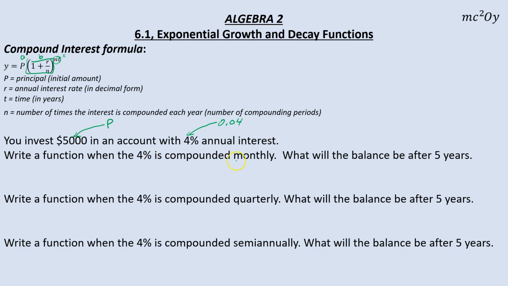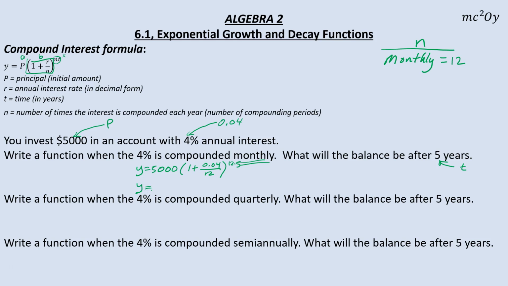Write a function when 4% is compounded monthly. Okay, monthly, this is dealing with time, so T here. Or excuse me, not T, this is N, the number of times per year. And so monthly is 12 times per year. What will the balance be after 5 years? Well, 5 years represents our T, time in years. So we have y equals 5,000 times 1 plus 0.04 over 12 to the 12 times 5.